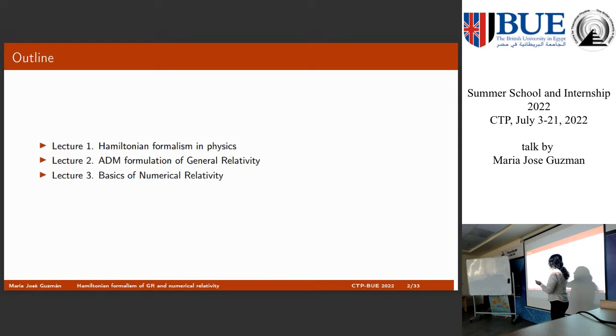This is not so easy because, as you have seen here, general relativity is invariant under coordinate transformations. So every time we talk about time, we are talking about a coordinate choice. So there are infinite choices that we can make. So this coordinate invariance is a very difficult topic to treat. That's why one goes to these formulations. And also, this formulation is the base for numerical relativity.